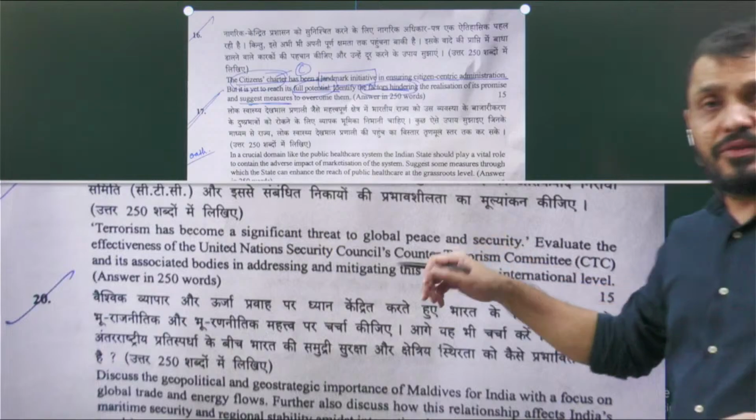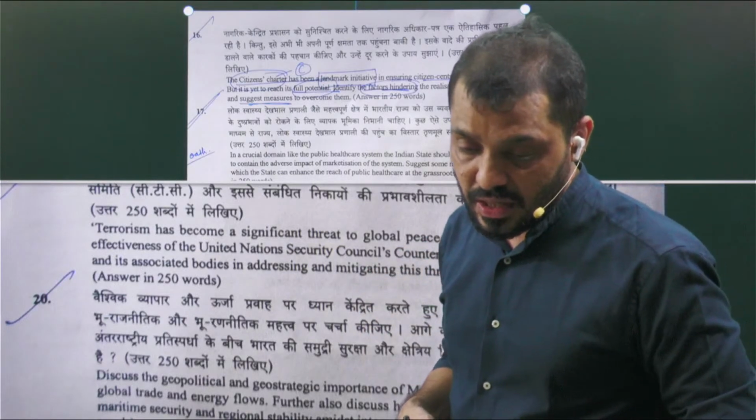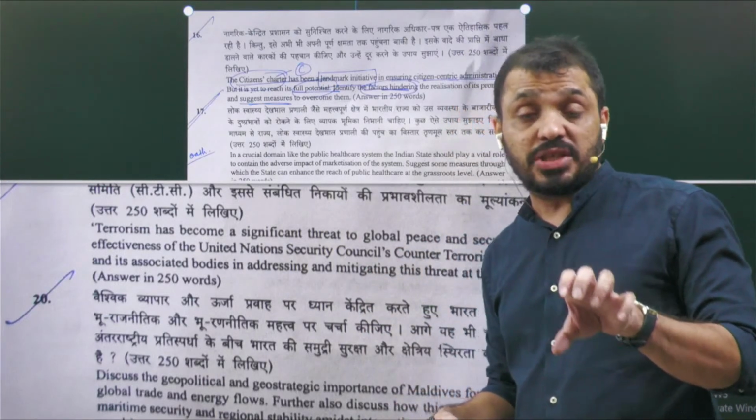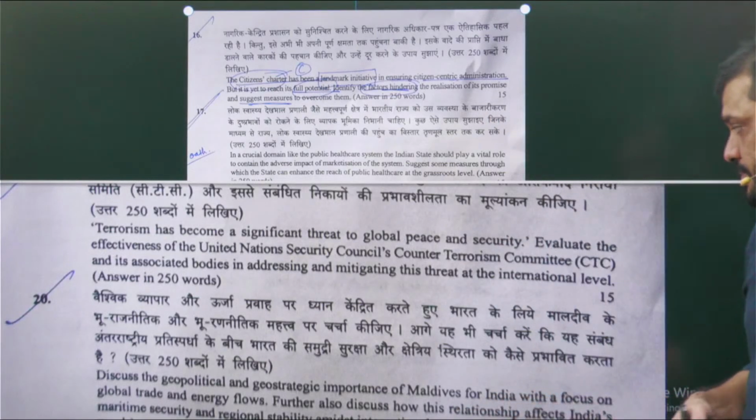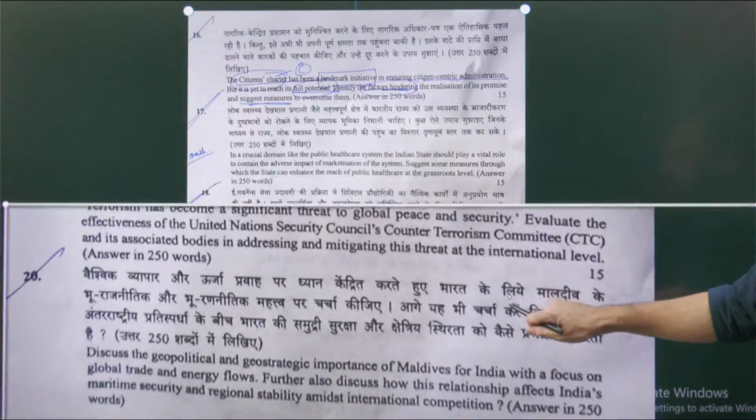Okay, and we can even write that India tried to identify Masood Azhar as an international terrorist. At that time also, the UN Security Council played a certain important role. Okay. Next, question number 20.